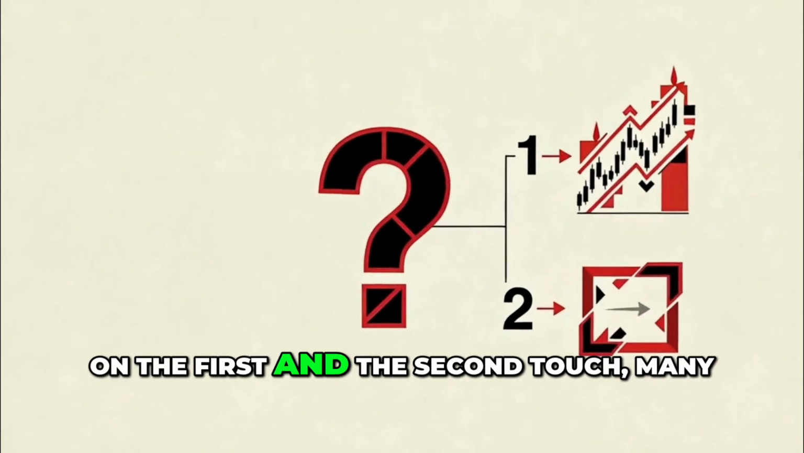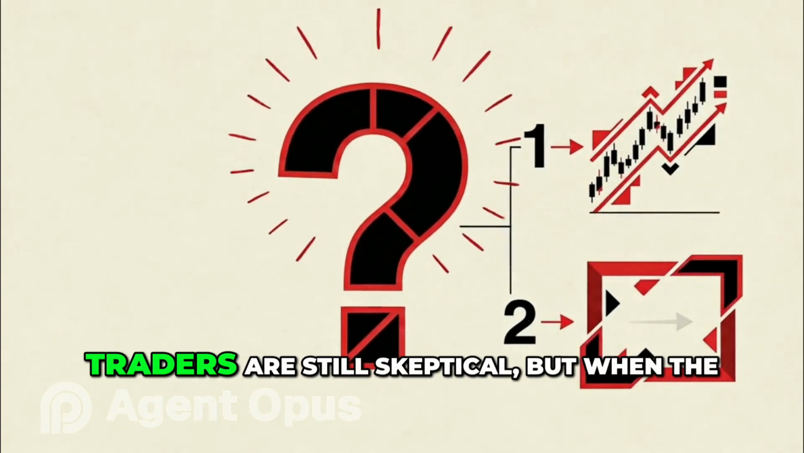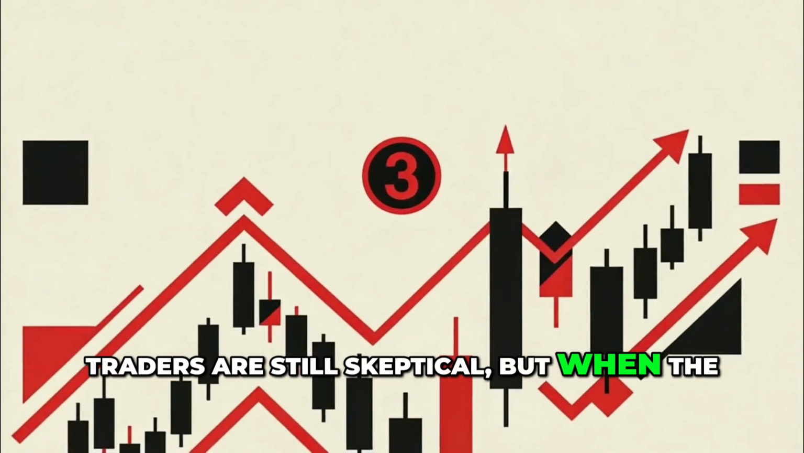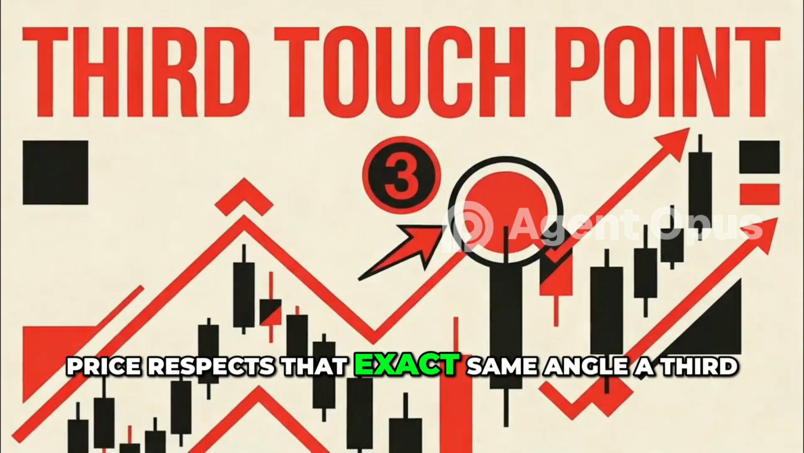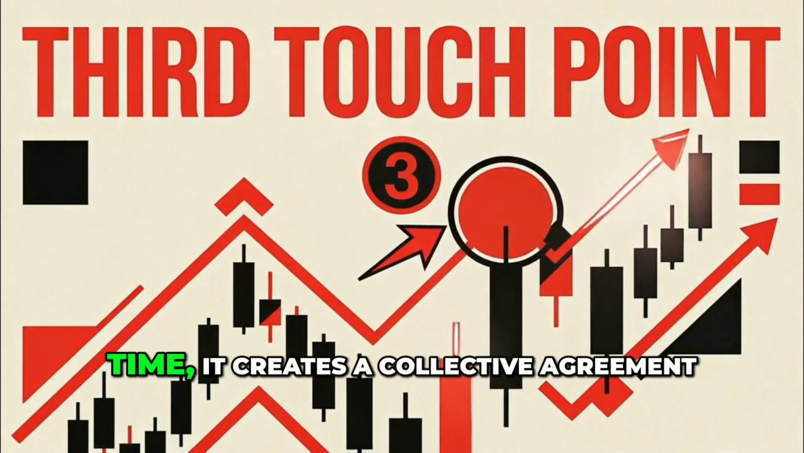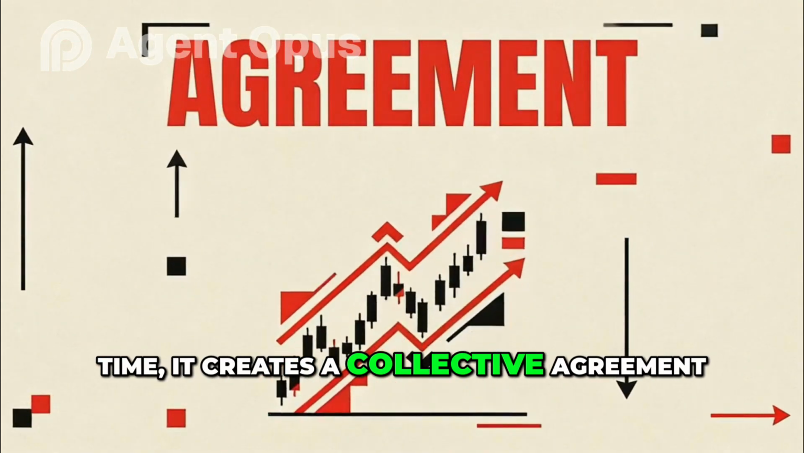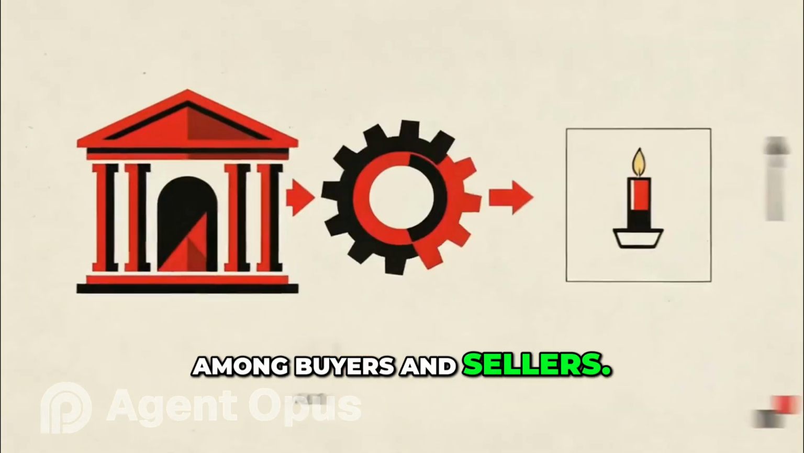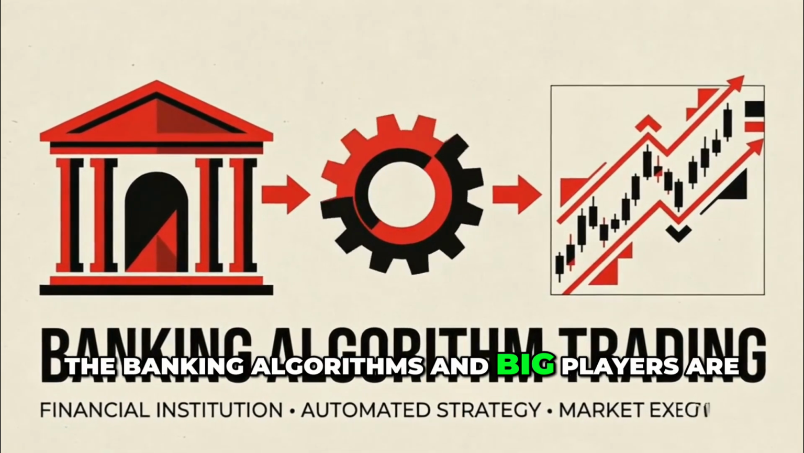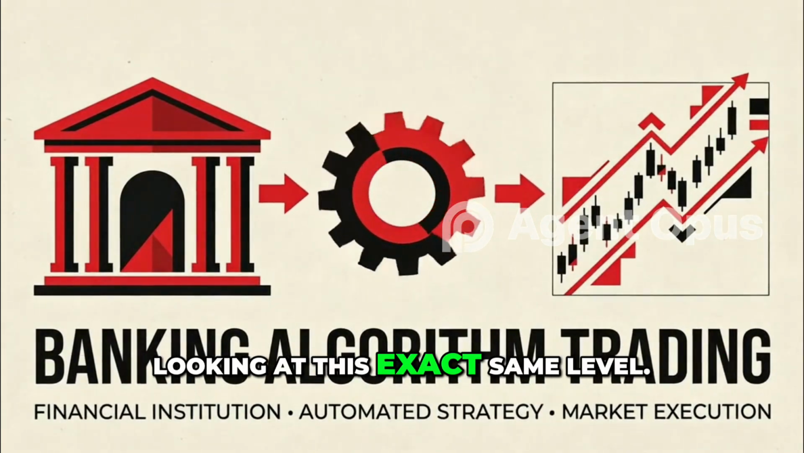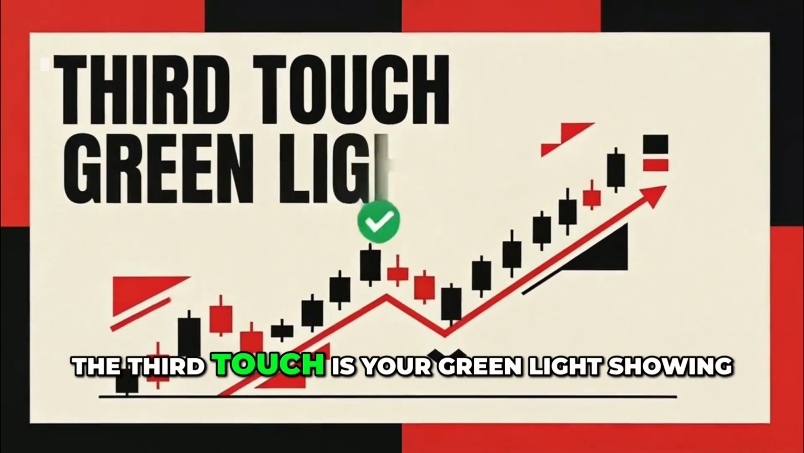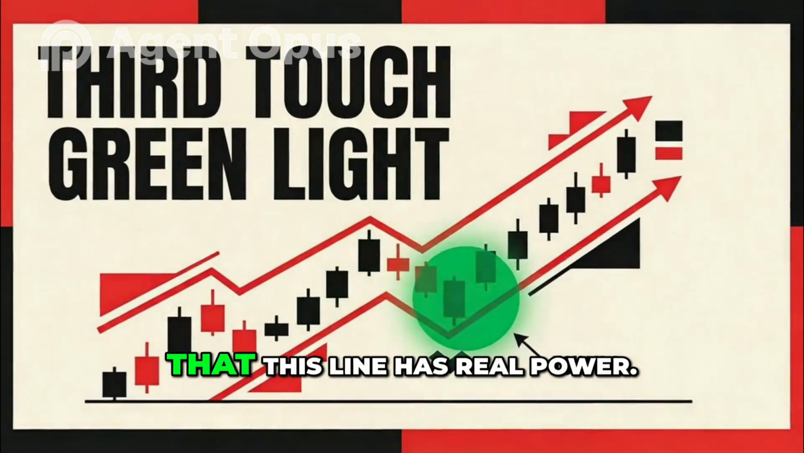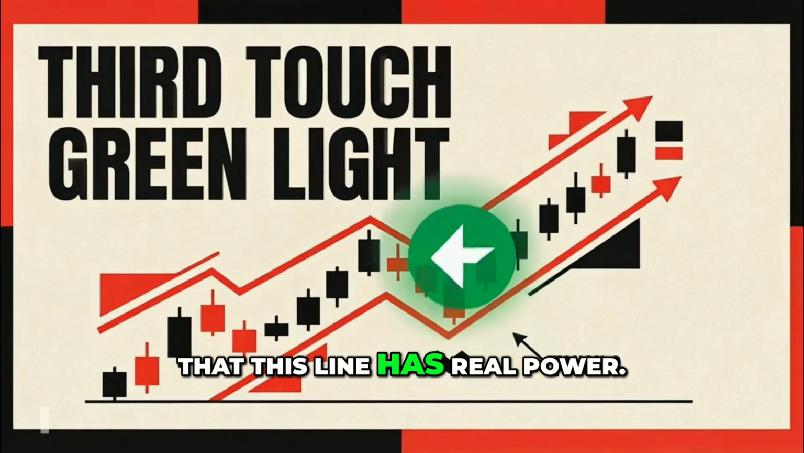On the first and the second touch, many traders are still skeptical, but when the price respects that exact same angle a third time, it creates a collective agreement among buyers and sellers. The banking algorithms and big players are looking at this exact same level. The third touch is your green light showing that this line has real power.